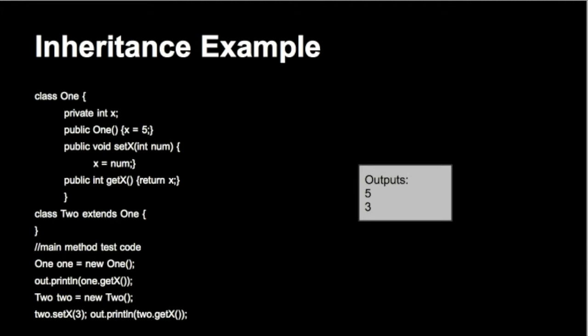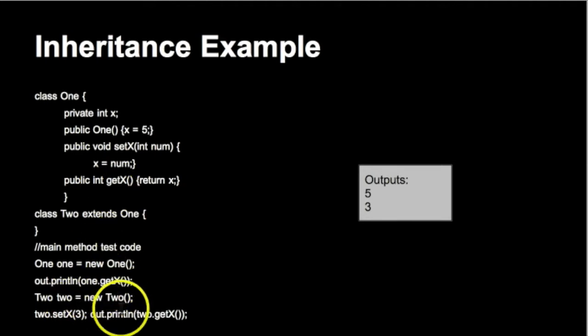But then when we create an object of the 2 class, we can say 2 is equal to new 2. That's funny to say. And then we can say 2.setX 3, and go ahead and print out 2.getX, and that should print 3, because we're using the set method, which sets the value of our instance variable to whatever's passed in, which in this case is 3.